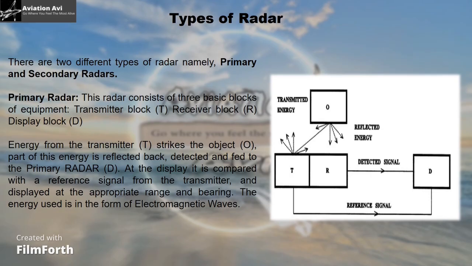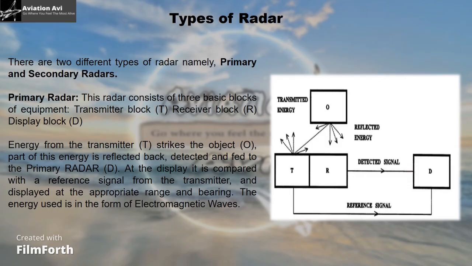There are two types of radar, the primary radar and the secondary radar. The primary radar consists of three components: the transmitter, the receiver and the display unit. Here we will see that for getting information from primary radar, there is no active involvement of the object. In this case, the electromagnetic waves are emitted from the transmitter, which, when they hit the object, are reflected back, and then a portion of this reflected energy is received by the receiver. This is then fed into the display block.